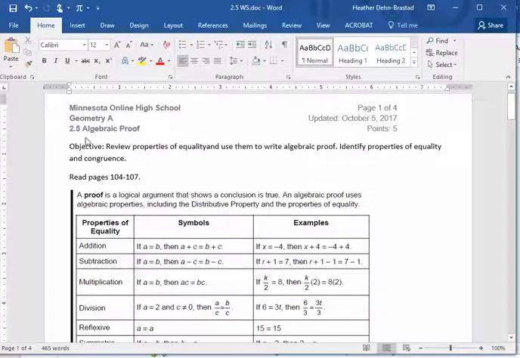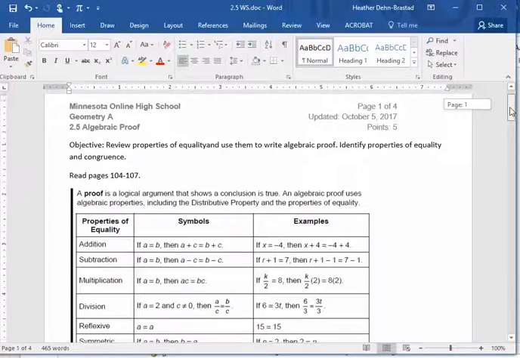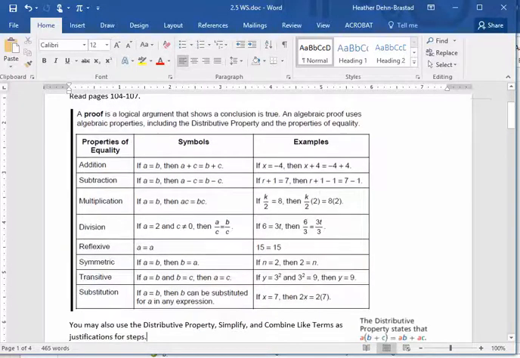So this again is Chapter 2, Section 5. We will review the properties of equality and use them to write algebraic proofs and identify properties of equality. You should definitely read through these pages in your book on this section, 104 to 107, for more examples and more thorough explanations. So here is the definition: a proof is a logical argument that shows a conclusion is true.